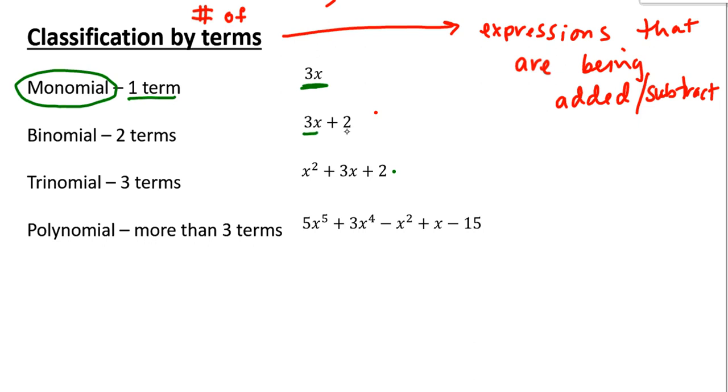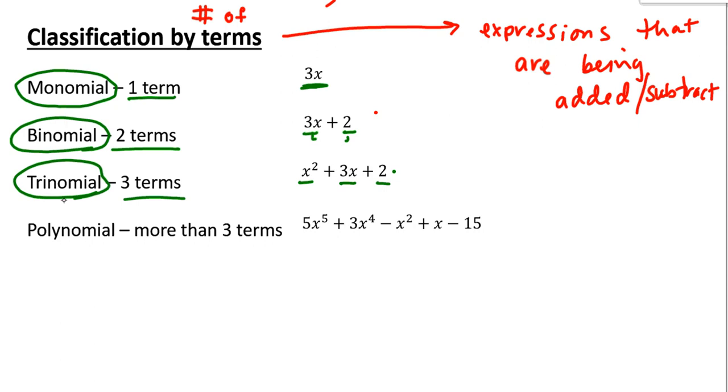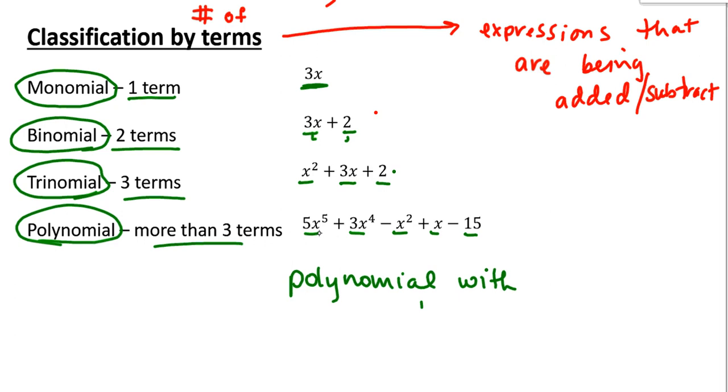Next one, notice you have a 3x plus 2. That plus right there is what separates these two terms. So now it's got 2 terms, and the name is a binomial. These are words you've heard before. I'm just breaking it down and explaining a little more what it means. This one says x squared plus 3x, so those are 2 separate terms, plus 2, that makes it 3 terms, which is called a trinomial. Now, anything beyond 3 terms, here we've got 5 different things being added and subtracted, we just call it a polynomial. You could say this one is a polynomial with 5 terms. That would be a more descriptive way of identifying or classifying it.